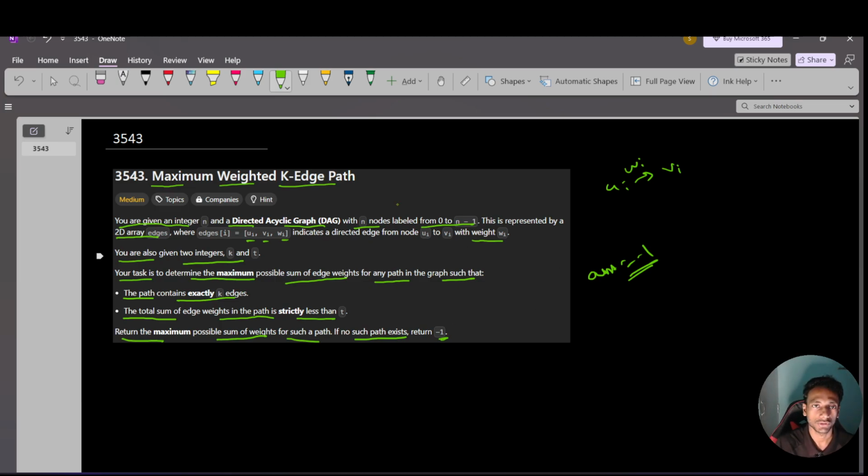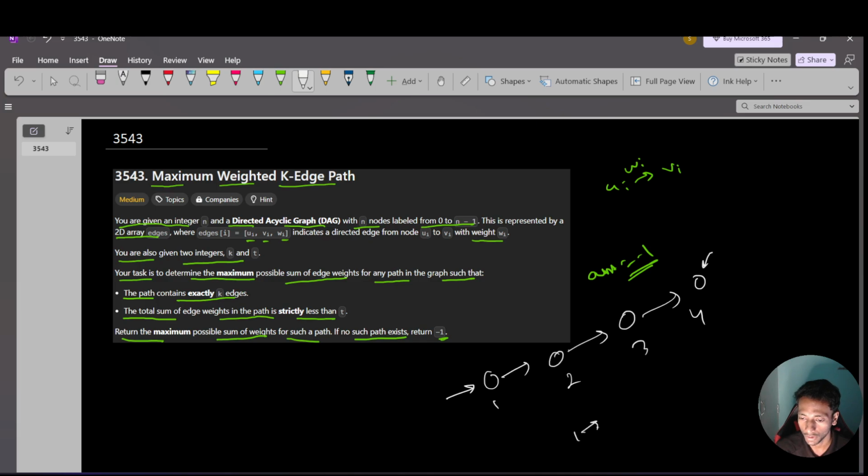Suppose we have some graph. This is node 1, 2, another node, 3, 4. Suppose we are starting from node 1 and we have reached 4, so 1 to 4 ultimately. We have this path: first we start from 1, then 2, then 2 to 3, then 3 to 4. In this path, how many edges are there? Actually 3 edges. Correct? k is equal to 3 here.